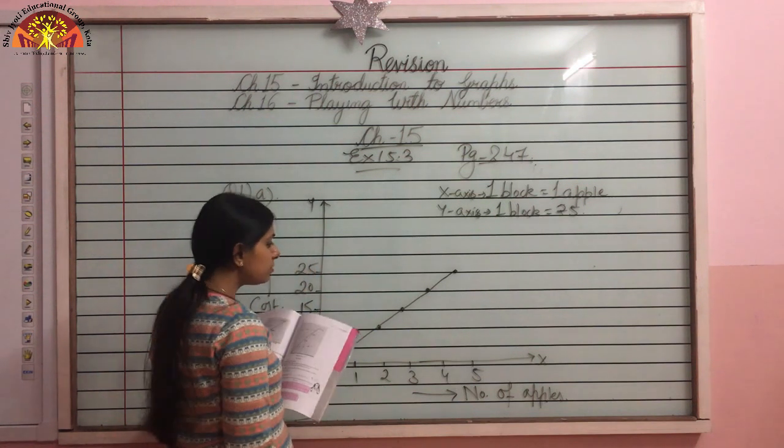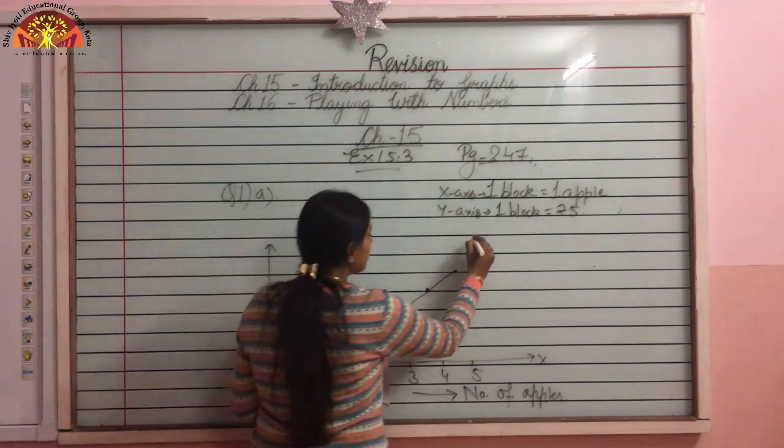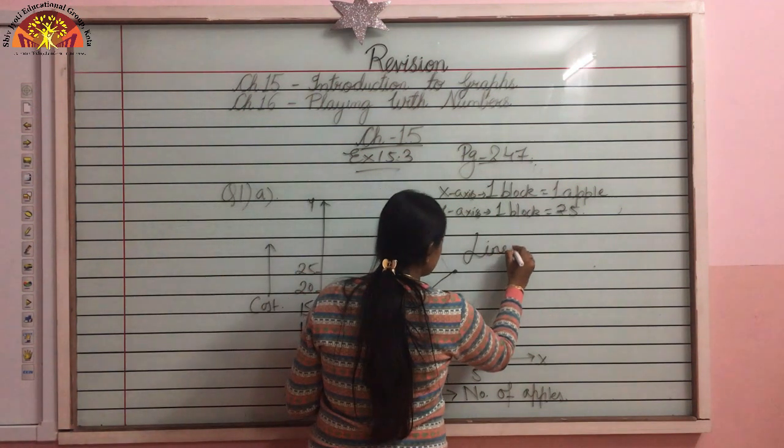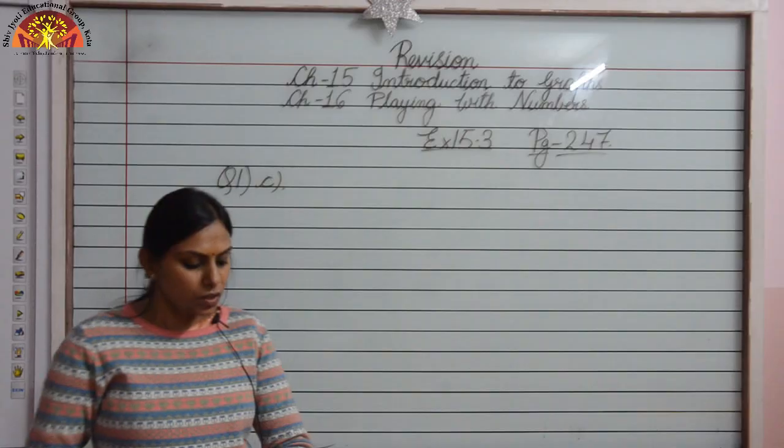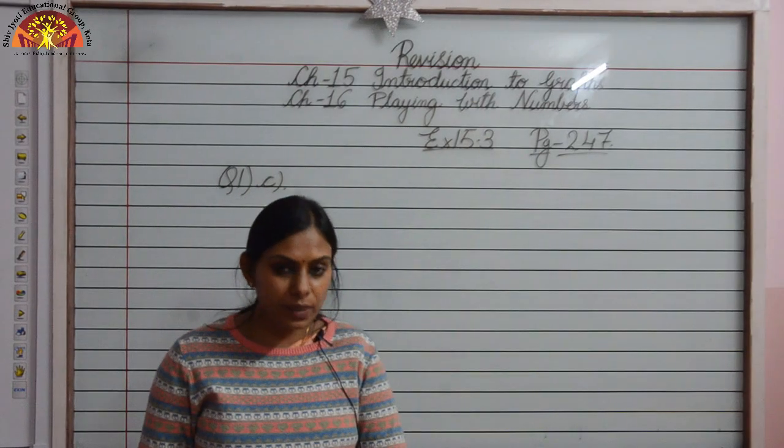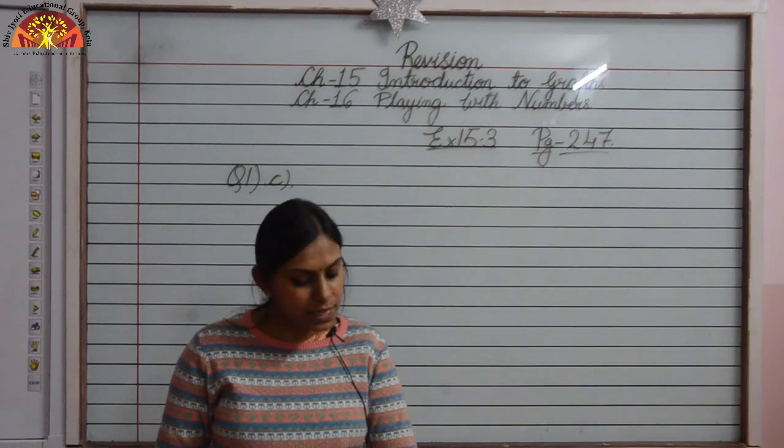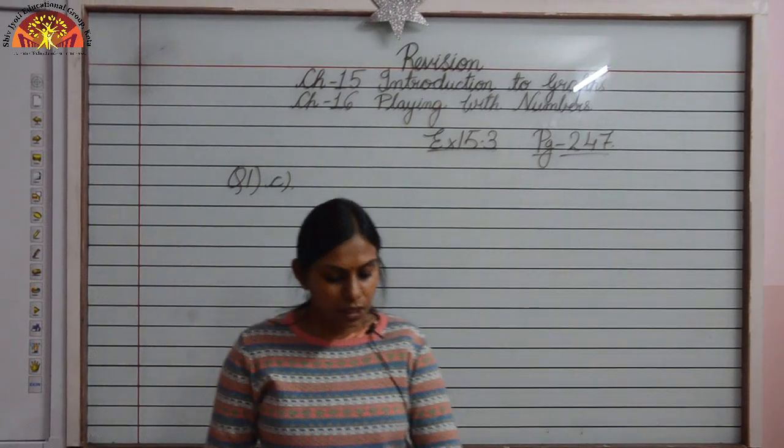So you can see, children, that this is a linear graph. Okay students, now we are starting with exercise 15.3, question 1, C part. So please go through the question.